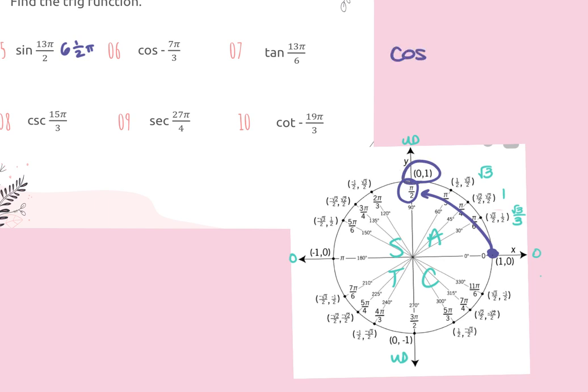The cosine is the x. The sine is the y. So if I want the sine, I'd grab the y there, which is just 1.